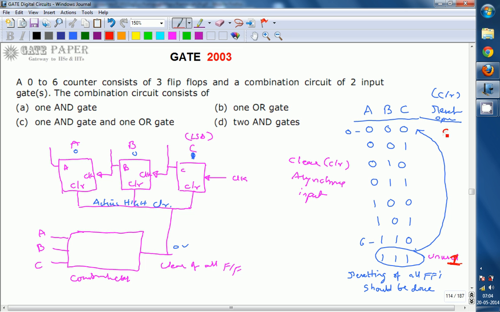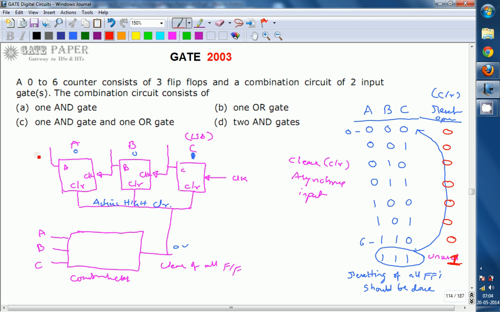For all other cases, whenever the counter is 0 0 0, or it may be in 0 0 1, 0 1 0, 0 1 1, 1 0 0, 1 0 1, 1 1 0, for all cases the clear input should be 0. Only whenever the counter tries to go towards 1 1 1, by that time the clear input has to become activated by getting logic 1, and that will be given to the clear input of all flip-flops, which makes the resetting of flip-flop outputs so that it will go to the initial state.